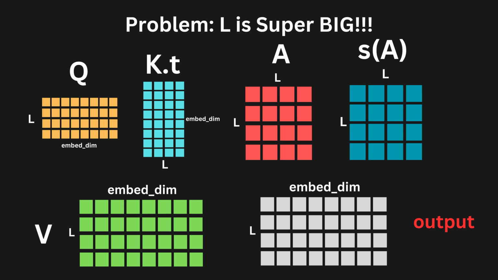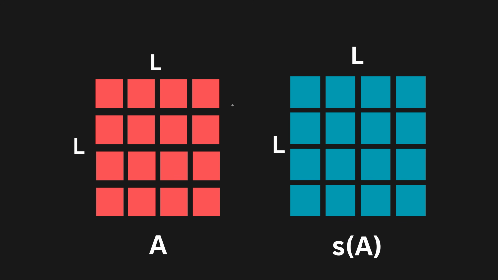Here's the issue with attention. What if L is an extremely big matrix? Let's say L was 1,000, which isn't even that big. That means L by L contains 1,000,000 elements in it. So here's the problem. Our attention matrices here are enormous for long context lengths.